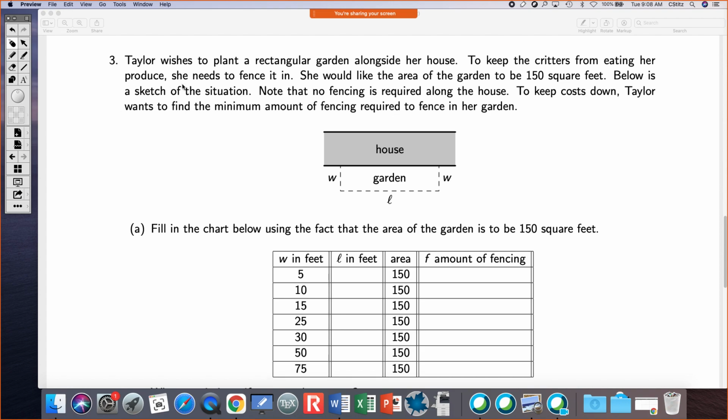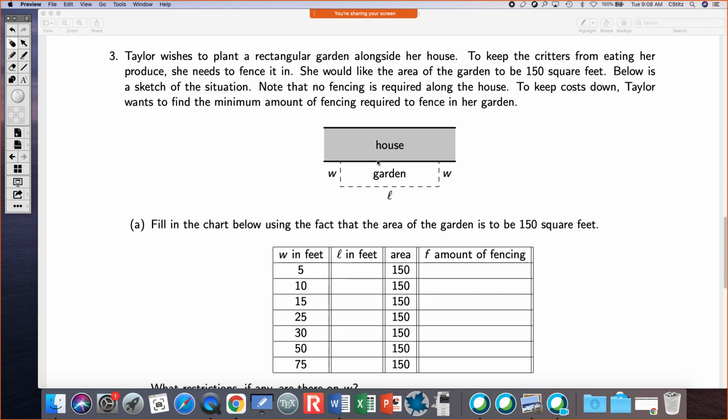So we got this situation here. We're planting a rectangular garden. And we're going to want to build a fence. So she wants the area of the garden to be 150 square feet. And so here's a sketch of the situation. So we need to have fencing along these 3 sides. We're going to call these sides the W and this side the L. We don't need any fence along the house. Okay. So we want 150 square feet.